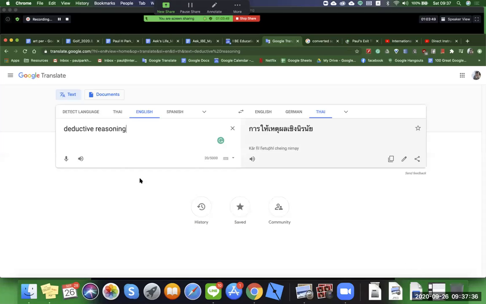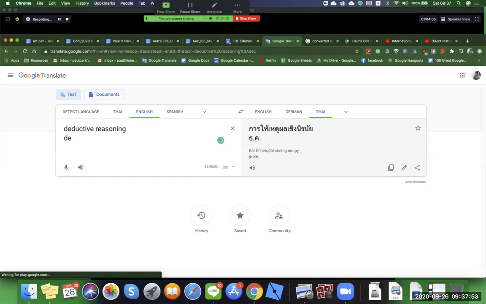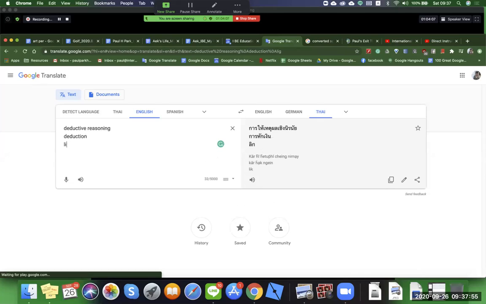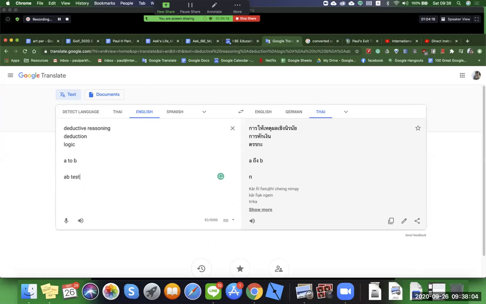Okay, so when we look at 5 minutes here of how to teach your kid or teach people, it comes down to one first beginning, and that's going to be starting with deduction and logic. So we have deductive reasoning, logic, deduction, and then A to B, and then we have A/B testing.